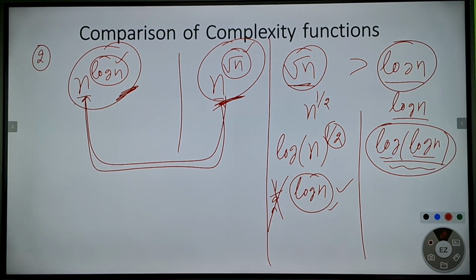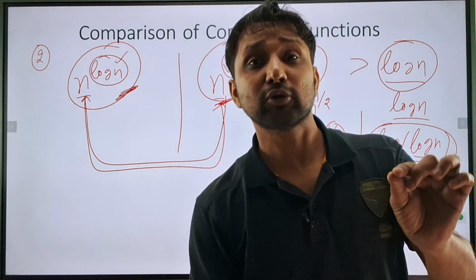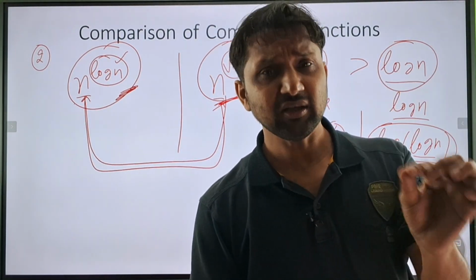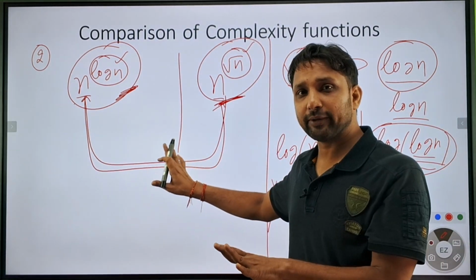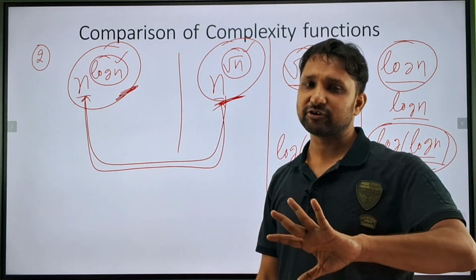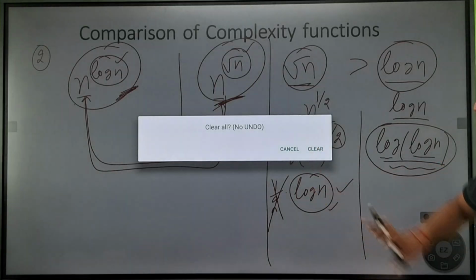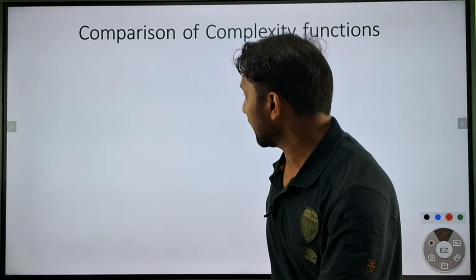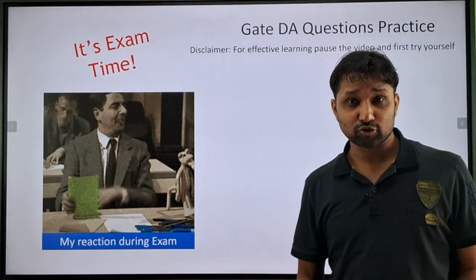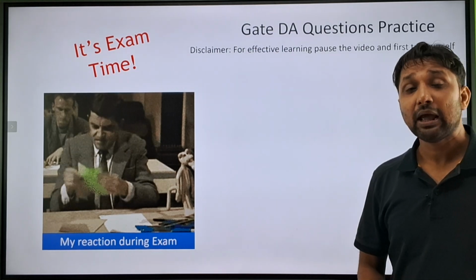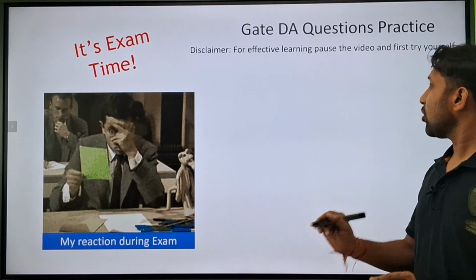Okay, fine. So these are the two methods we will use and you will be able to solve all the last 30 years' PYQs just by using these two methods. You can compare which function is greater, which function is smaller. You can solve each and every question. Fine, I'm taking some examples over here, some practice questions, and we will solve the GATE DA practice questions here itself, in this session itself. But one advice from my side, please pause the video.